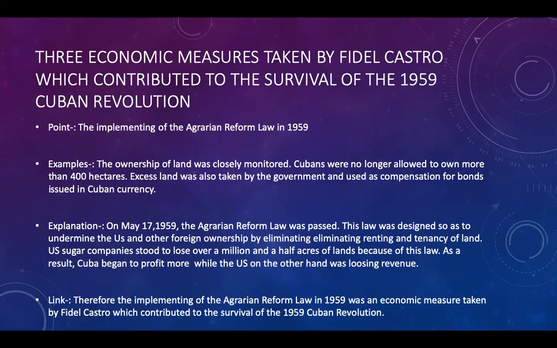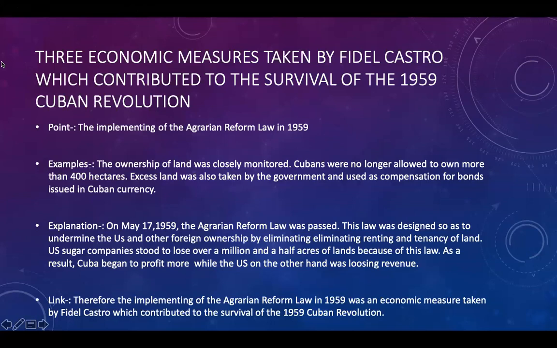Explanation. On May 17, 1959, the Agrarian Reform Law was passed. This law was designed so as to undermine the U.S. and other foreign ownership by eliminating renting and tenancy of land. U.S. sugar companies stood to lose over 1.5 million acres of land because of this law. As a result, Cuba began to profit more, while the U.S., on the other hand, was losing revenue. Link. Therefore, the implementing of the Agrarian Reform Law in 1959 was an economic measure taken by Fidel Castro, which contributed to the survival of the 1959 Cuban Revolution.